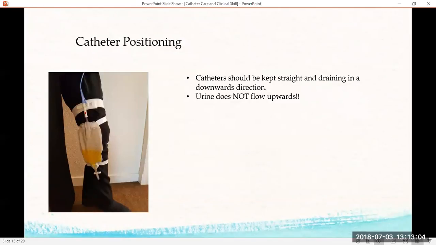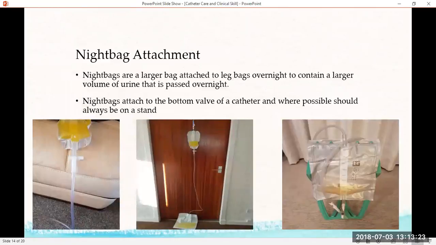Okay, so our next photo is just about catheter positioning. So catheters should always be kept straight and draining in a downwards direction. And I know that's quite an obvious statement to make, but urine does not flow upwards. So if we can make sure we're always draining in a downward position, it'd be fantastic. And on to our next slide.